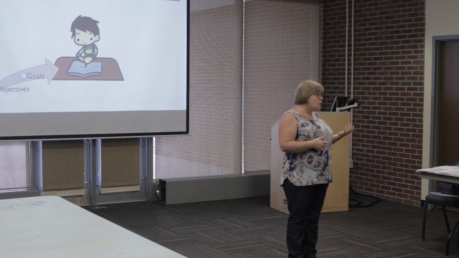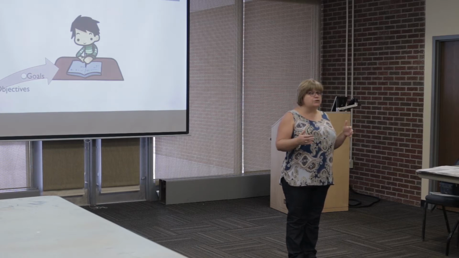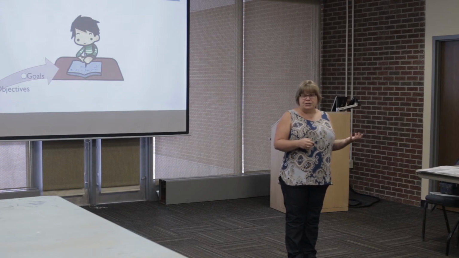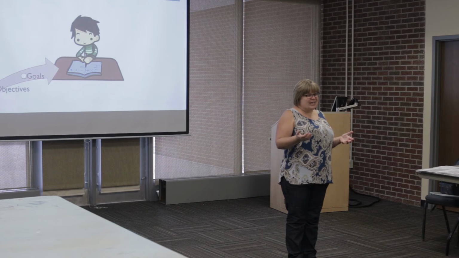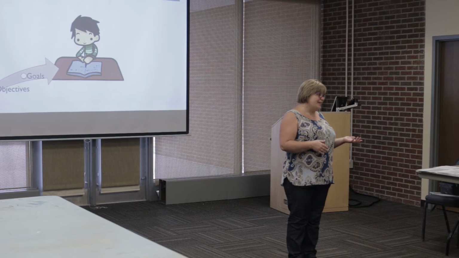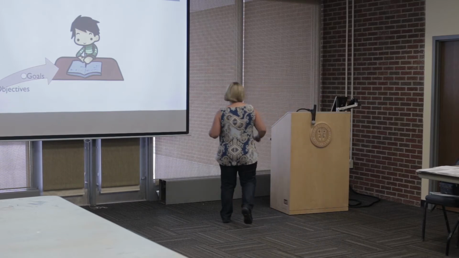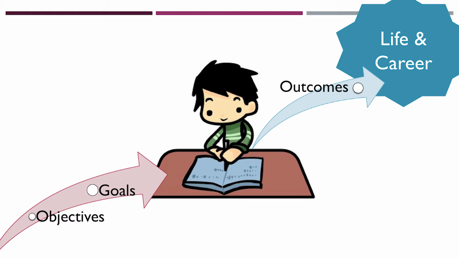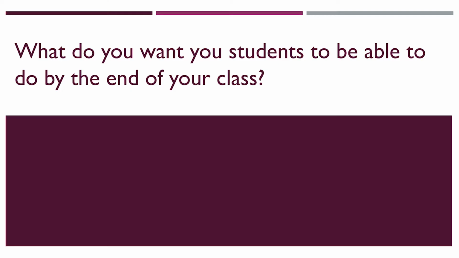And when they leave your course and they're applying to graduate schools or they're applying to an internship, those people aren't going to care about what you did to the students. They're going to care about what the students can do, right? And so that's why we've made the shift from goals and objectives to outcomes. Because these outcomes are about what the students can do when they leave your course. These outcomes lead to life and career, all right? When they're done with your course, what can they do? And so that's our starting point. What do you want your students to be able to do by the end of your class?